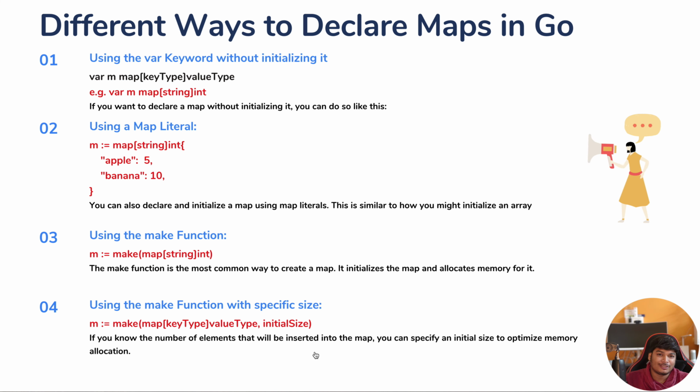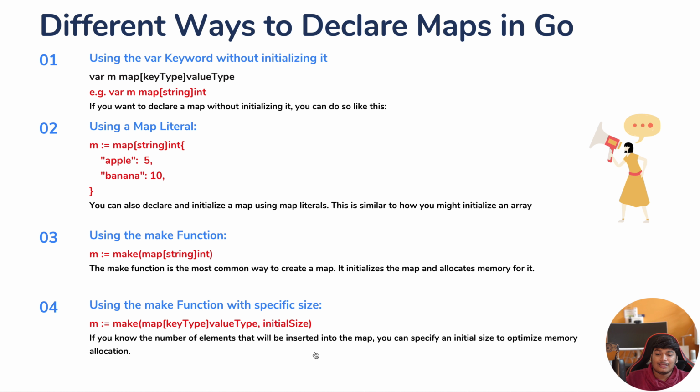Now let's learn the different ways we can declare maps in Go. First, using the var keyword without initializing it, similar to slices or arrays. Using var, then the variable name, for example m, then the data type, which is map, then inside square brackets the key type, which could be integer, string or maybe a custom type, and after the closing bracket the value type, which can also be a custom type. For example, var m map[string]int. So the key will be string and the value will be integer.